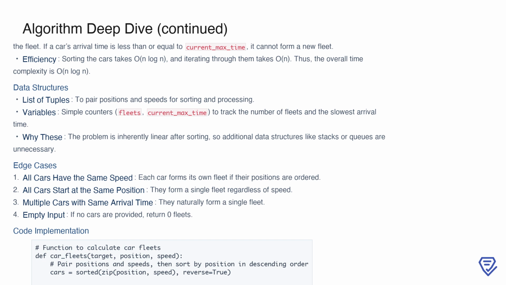Additionally, we must consider edge cases. For example, if all cars have the same speed, each one forms its own fleet unless their positions overlap. If all cars start at the same position, they form a single fleet since they all move together. Similarly, if multiple cars have the same arrival time, they naturally form a single fleet. Finally, if the input is empty, meaning there are no cars, the expected output is simply 0 fleets.